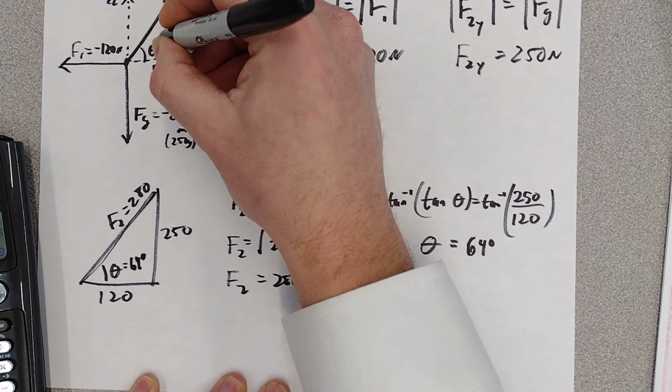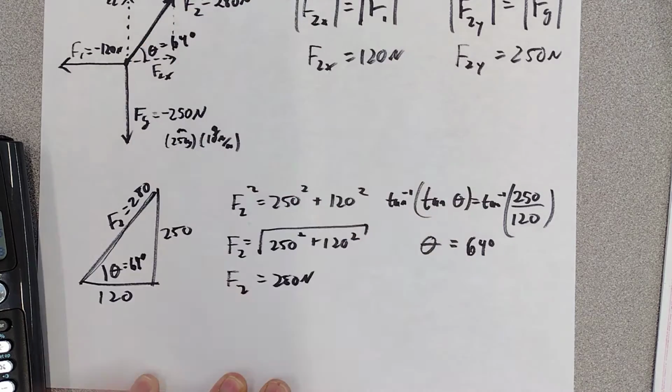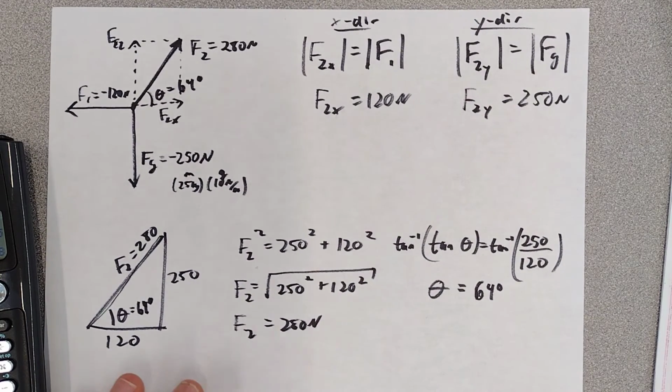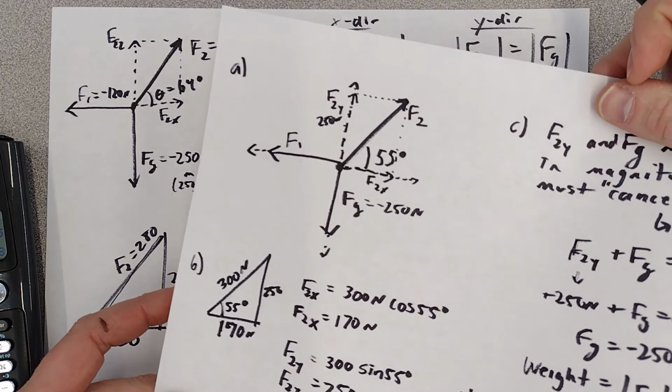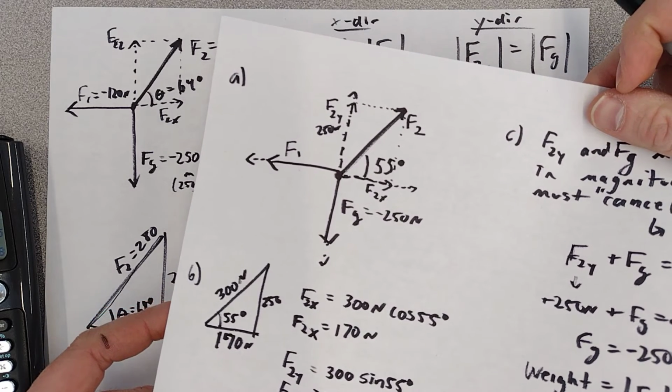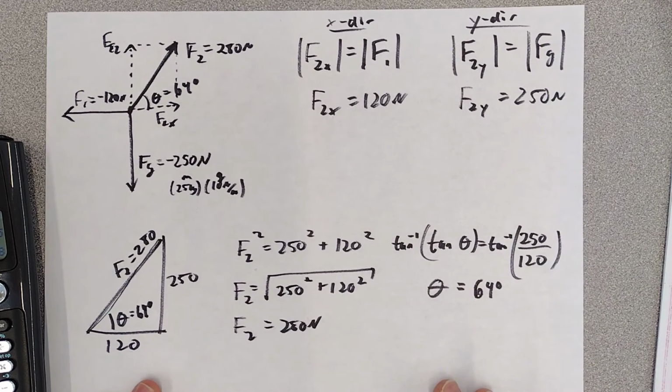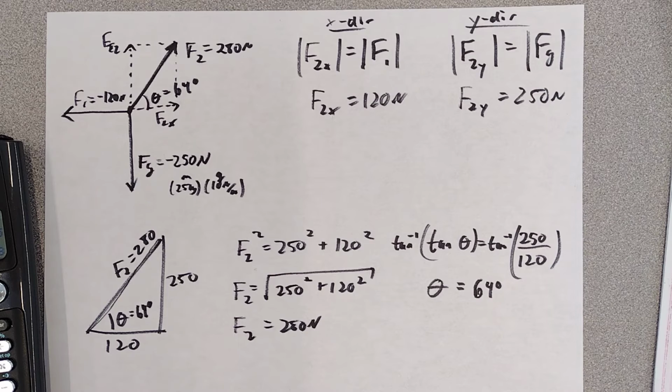64 degrees. All right, that makes sense because if we look back to the last one, it was 55 degrees, but our x component was bigger. It was 170, not 120. So there's that one.